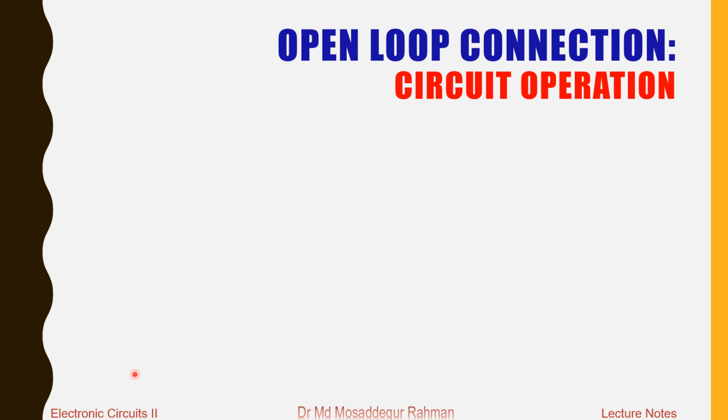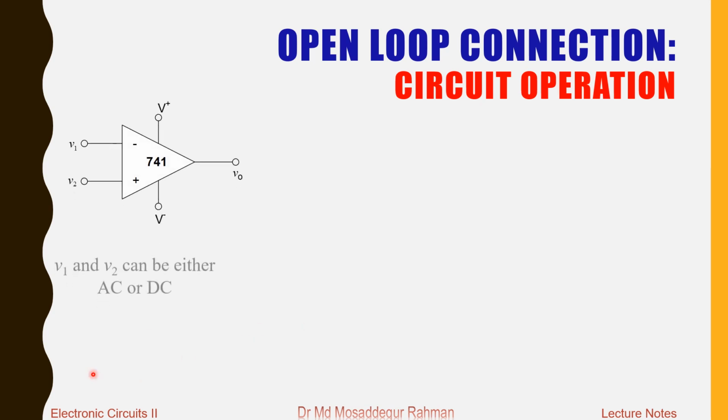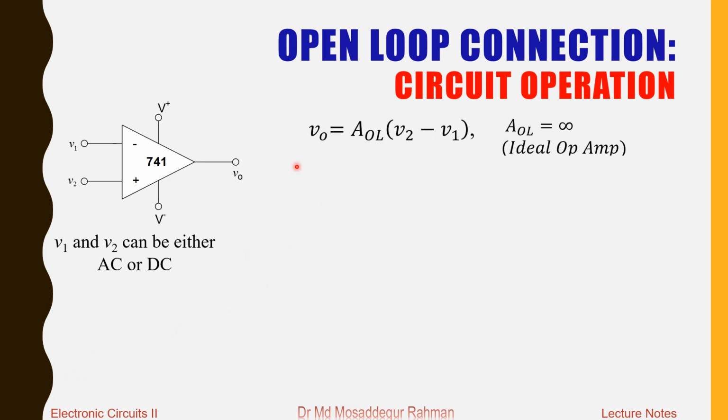So now we'll go into the circuit operation. How does it work in open loop connection, and how can we analyze the circuit? Okay, so this is our basic circuit, op-amp in open loop connection, and the input voltages V1, V2 can be either AC or DC, but we don't care about that right now. They are just two voltages, they can have any value. Now the output is given by this expression.